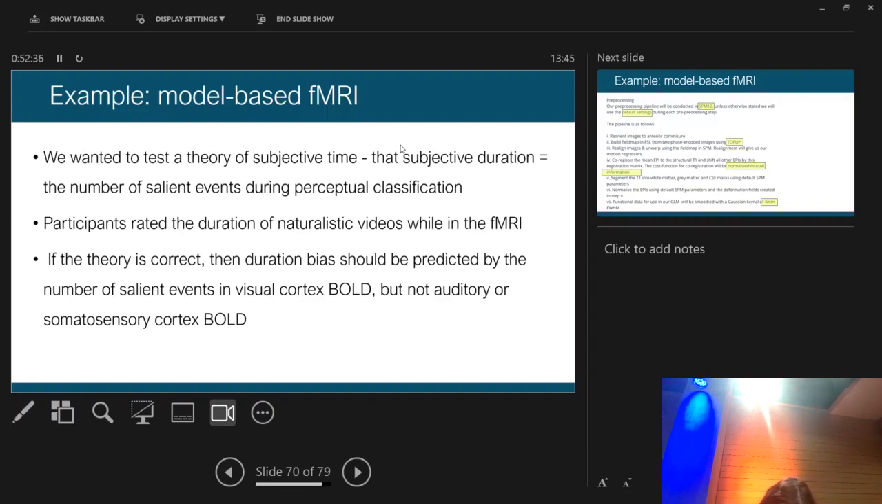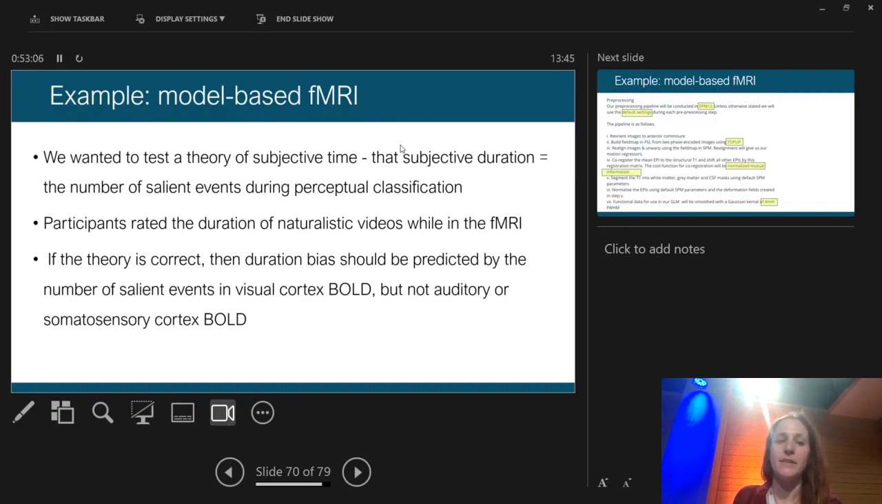So here's an example of how you might structure a pre-registration for a more complex analysis. In this paper, we wanted to test a theory of subjective time, which says that subjective duration is just the number of salient events in perceptual classification. So how much stuff is going on in the perceptual system, and that amount of stuff is the amount of time, broadly.